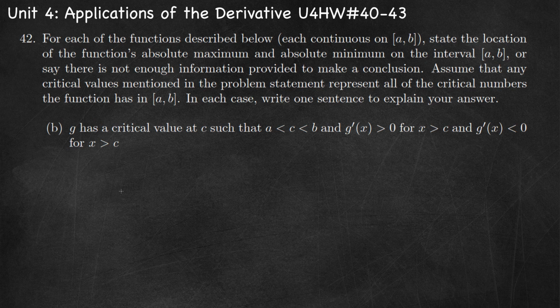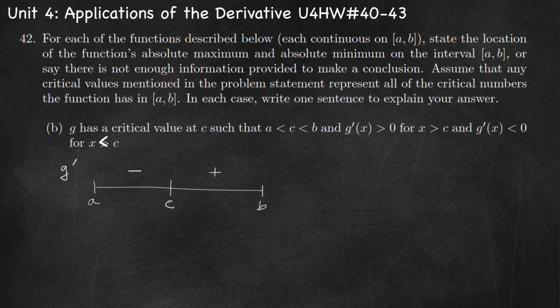Part B, g has a critical value at c, and c is somewhere between a and b. So we have our endpoints at a and b. c is somewhere in between, and that is a critical value such that g prime of x is greater than 0 for x greater than c, and g prime is less than 0 for x greater than c. That's got to be a typo. It can't be positive and negative for x greater than c. Let's make this a less than. Otherwise, the problem doesn't make sense. So g prime of x is less than 0 for x less than c.